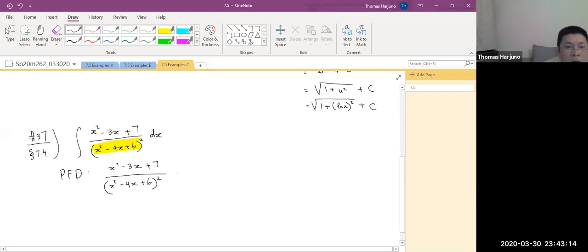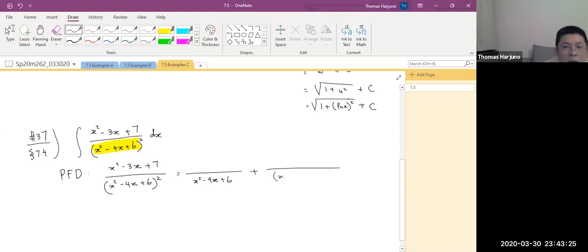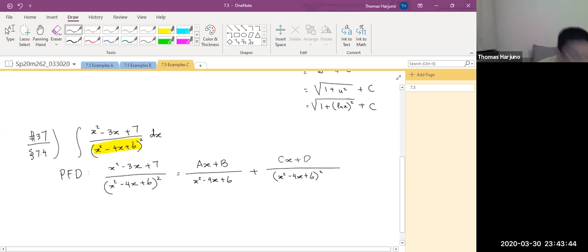That is equal to (ax plus b) over x squared minus 4x plus 6, plus (cx plus d) over x squared minus 4x plus 6 squared. Now let's think about this. Is it okay for this pattern?